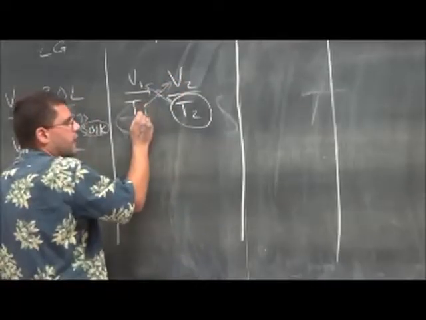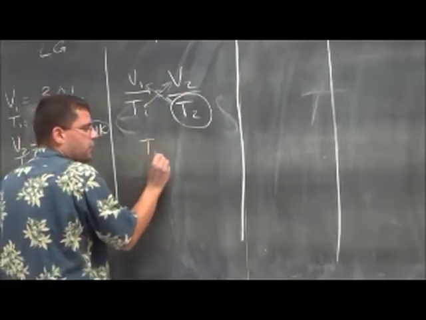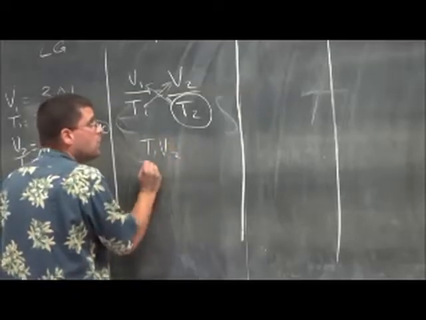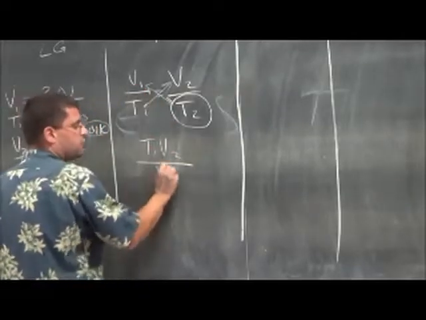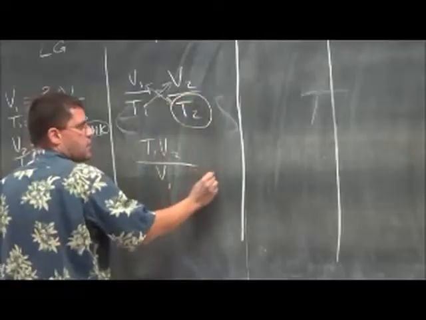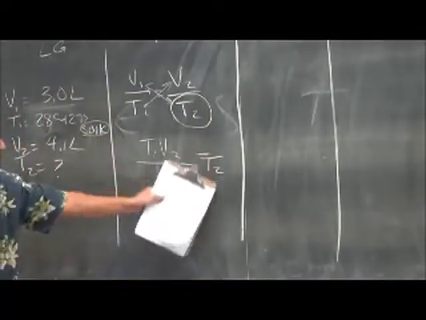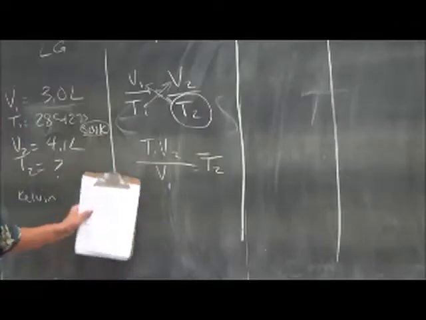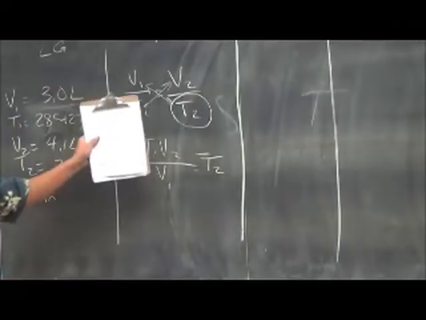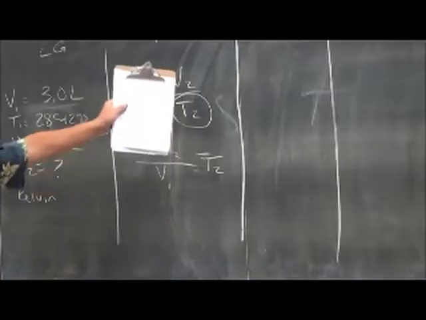These guys can come together. So you're going to wind up with T sub 1, V sub 2, divided by V sub 1, isolating our unknown T2 on this side over here. Okay? So right here is what we want to get from that. Be careful with that. Now, let's plug it in.